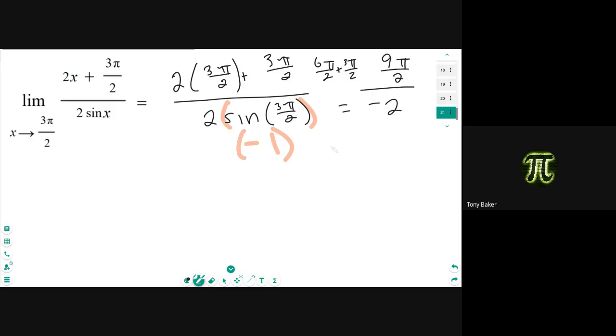All right, so we got 9 pi over 2 divided by -2. If you want to do this out by hand, keep change flip. So I got -9 pi over 4. That's my final answer.